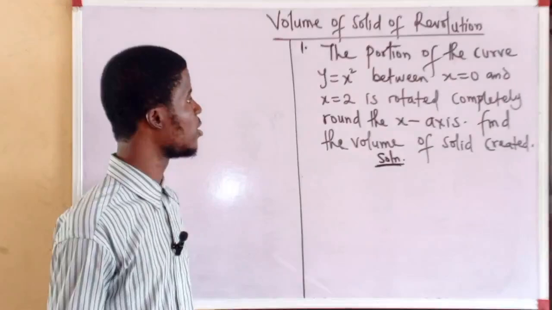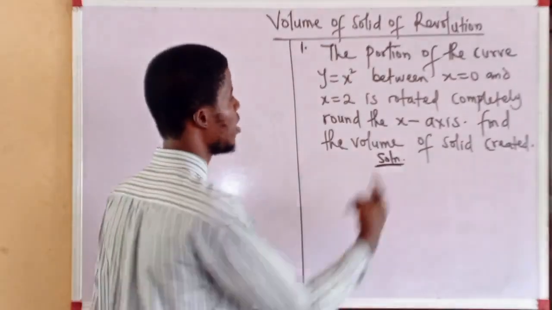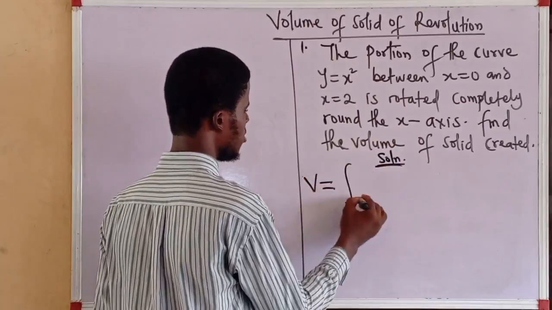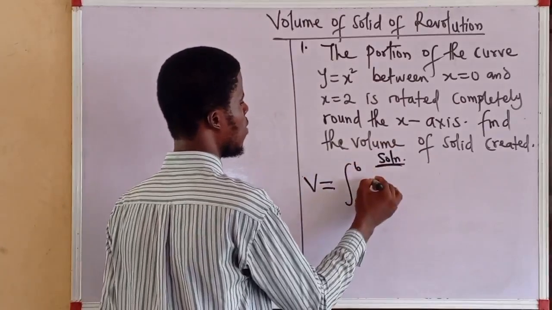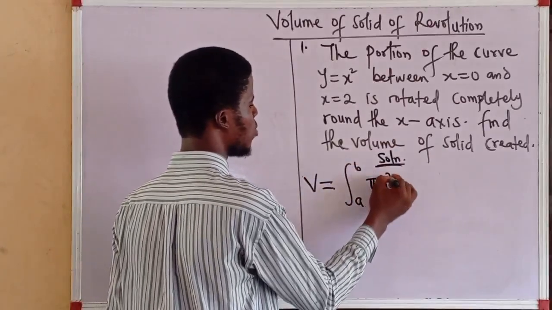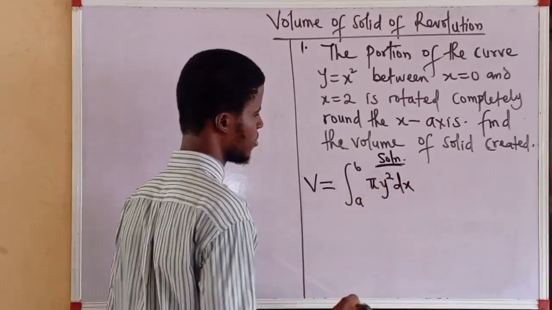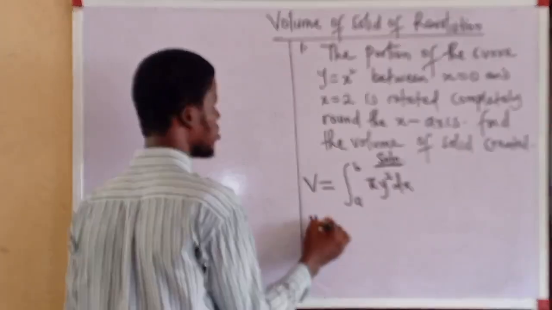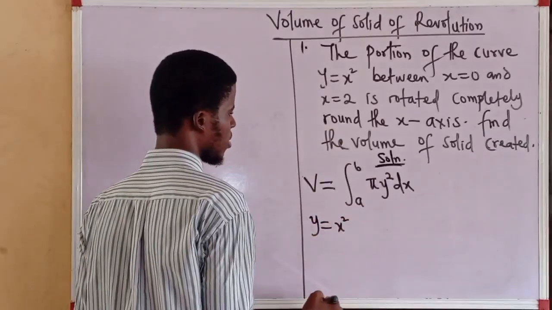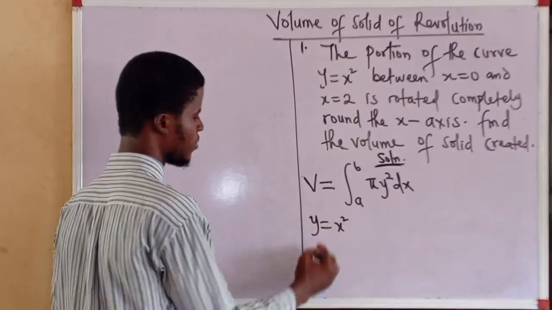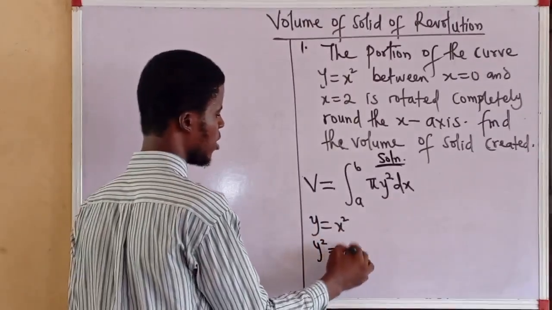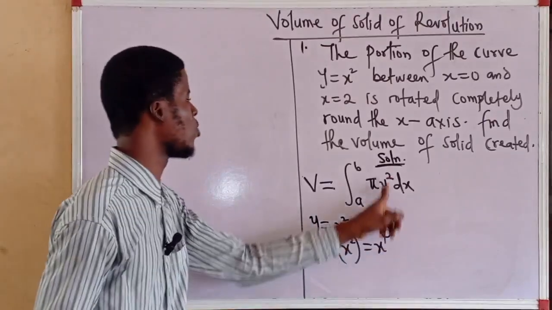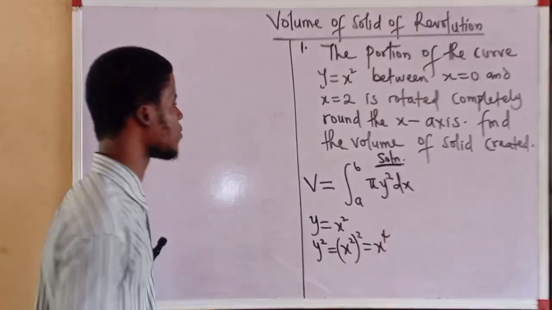When the curve is rotated around the x-axis, the volume of solid created is the integral from a to b of pi y squared dx. What is y? Y here is equal to x squared. So what would be y squared? Y squared is just x to the power of 2 all squared, which is x raised to the power 4. So y squared is x raised to the power 4.